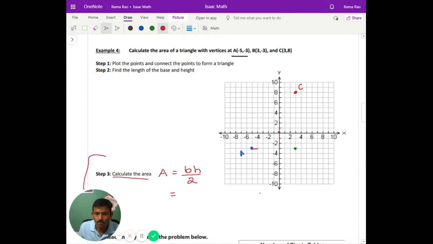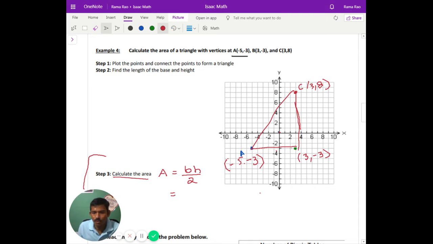Now, let's look into this one. I'm going to join these points. And then it makes, oops. I'm going to draw a line here and then draw a line here. I'm going to write the ordered pairs so you can see easily. -5, -3, then point B is 3, -3, and then the last one is 3 and 8.